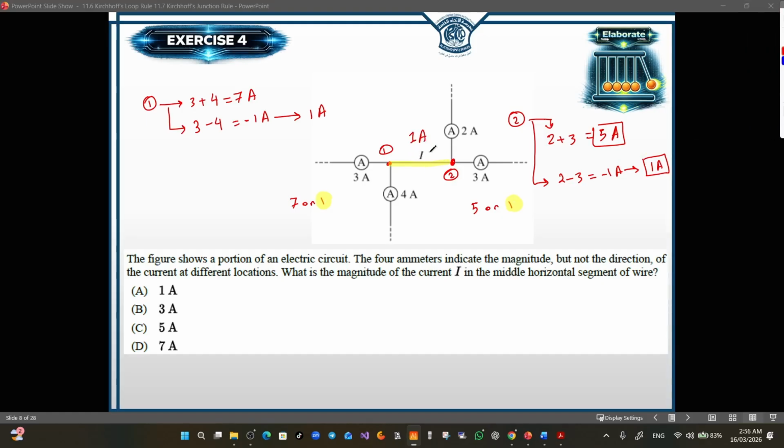Again, we don't care about the direction of this 1 amp, we just need the value, and the correct answer should be A.